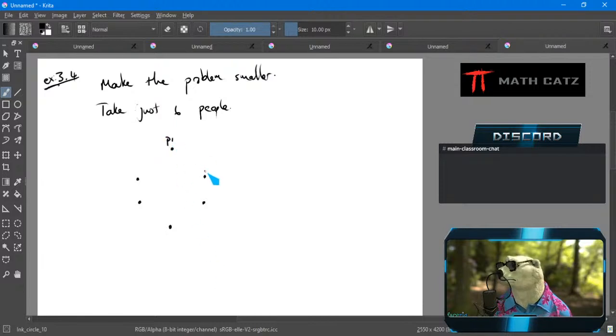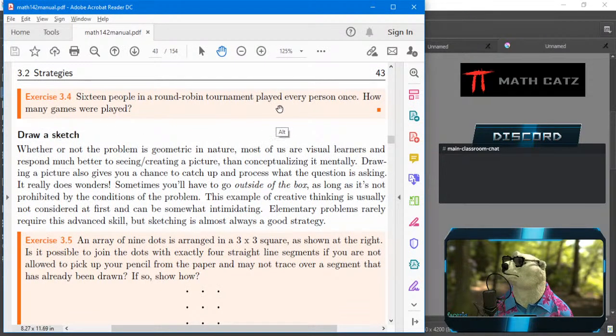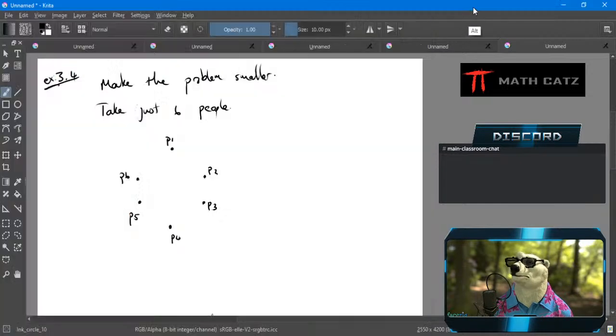So I'm going to call this person 1, person 2, person 3, person 4, person 5, and Bob. No, I'm just kidding. I guess we'll call them person 6. Not very original, but still. Okay? I'm doing the exact same thing. Now only 6 people are playing in a round robin tournament. Everyone plays everyone once. How many games were played? So I'm not changing the question. I'm just making my life easier to try and figure out a strategy. It's not the same as asking different questions on the way.